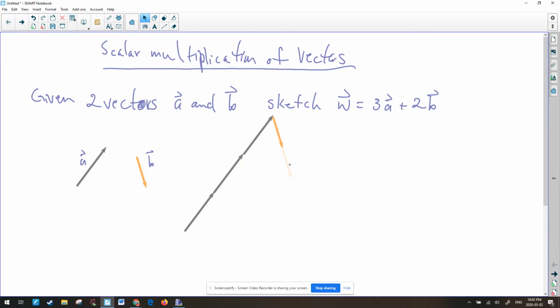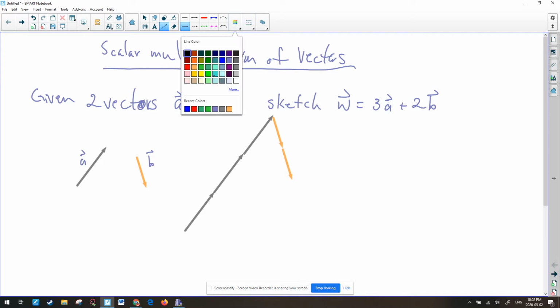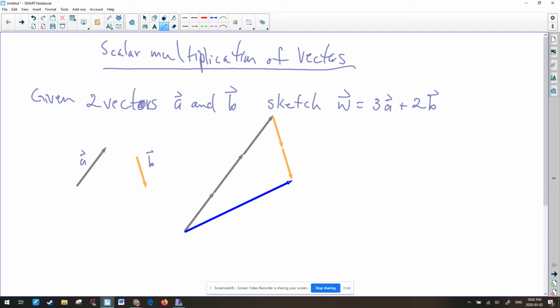So then the resultant vector, which is what happens when we solve this, starts here, ends there, and this down here is vector W. So there's an A, there's an A, there's an A, and obviously a B and a B. Okay, so it's no more sophisticated than what it seems. 3A plus 2B, there we go.